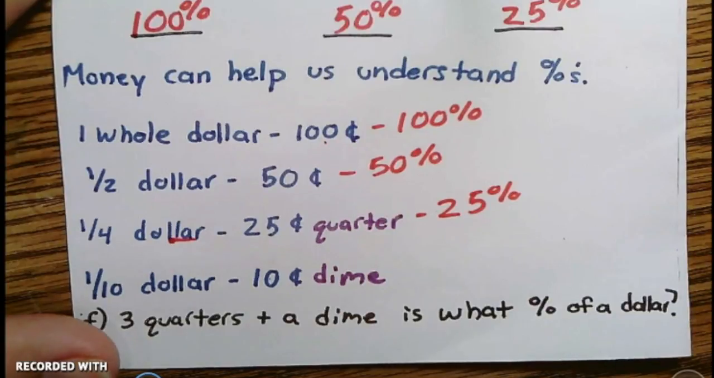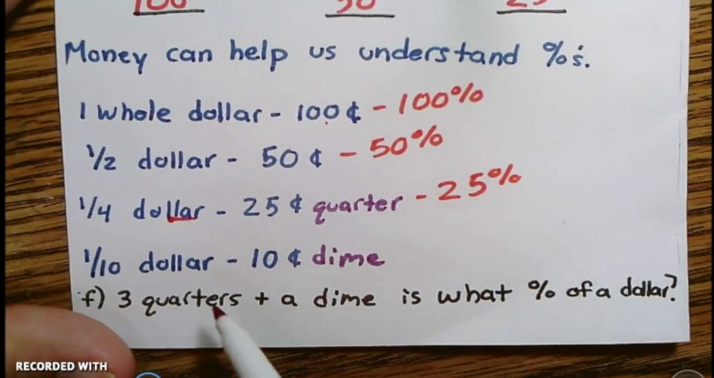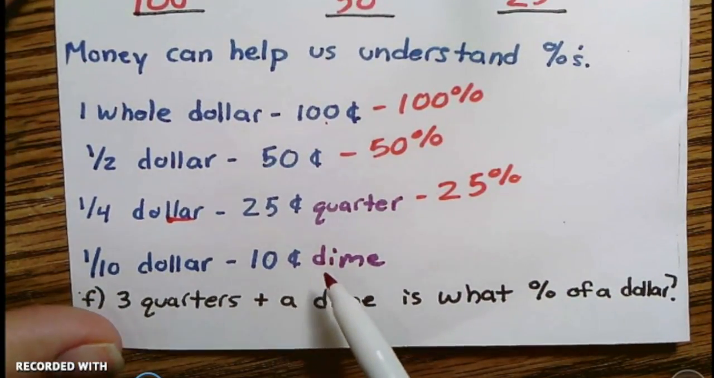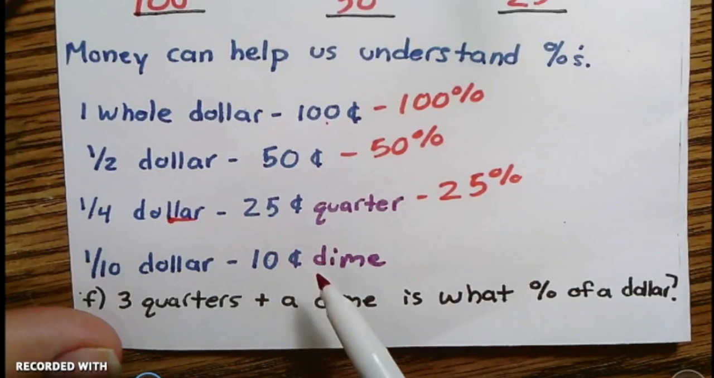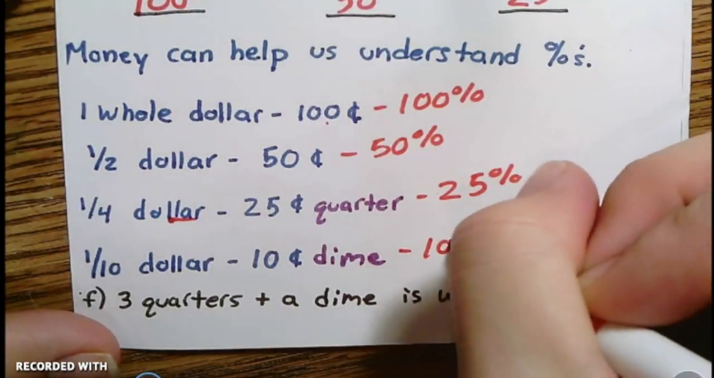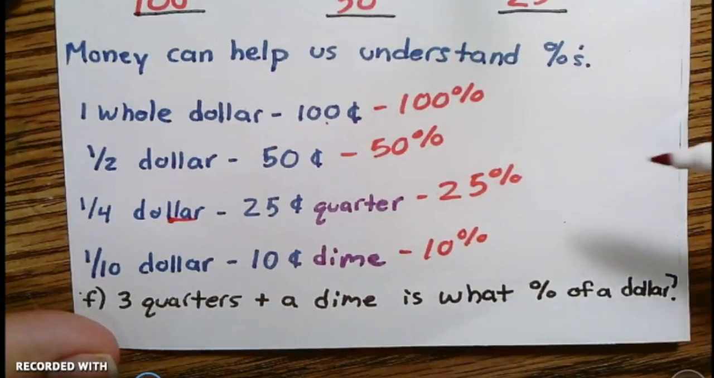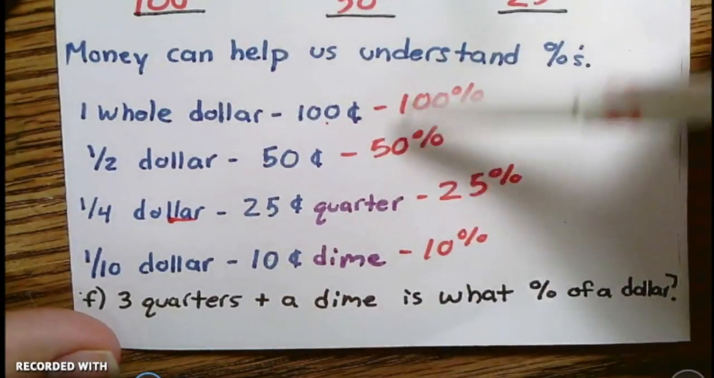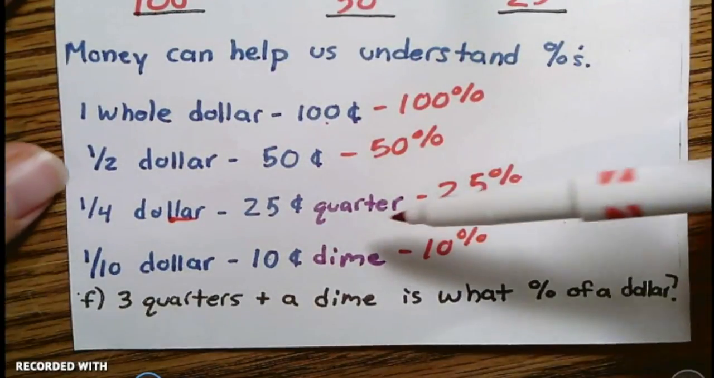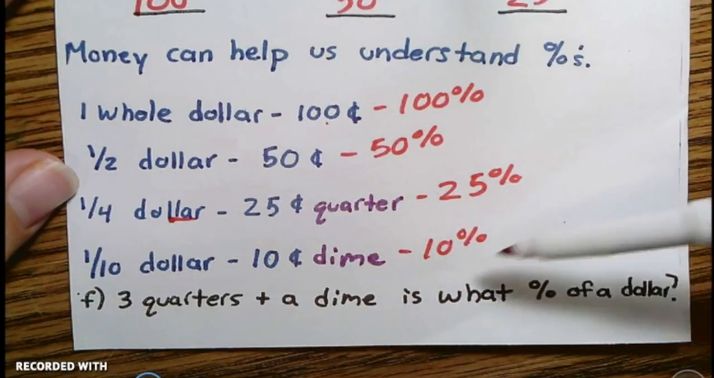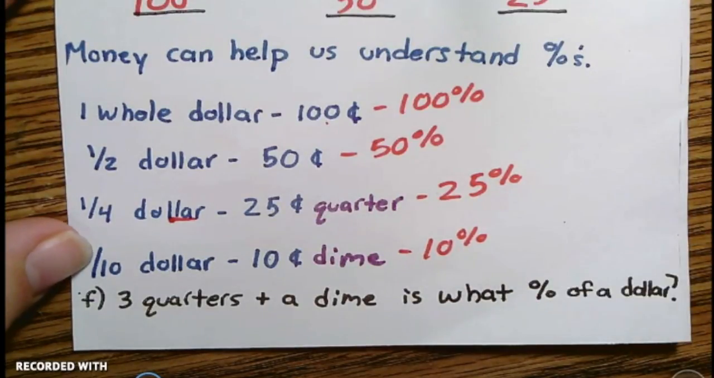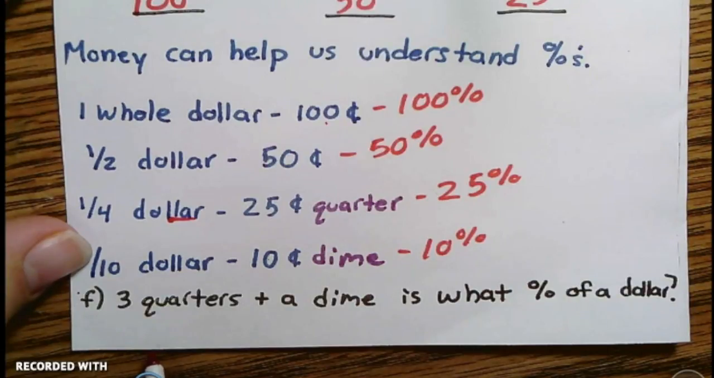of the dollar. And 1/10 of a dollar, which is how much a dime is worth, or 10 cents, is worth 10% of a dollar. So our understanding of money can help us remember that 25 cents is like 25% and 10 cents is like 10%.